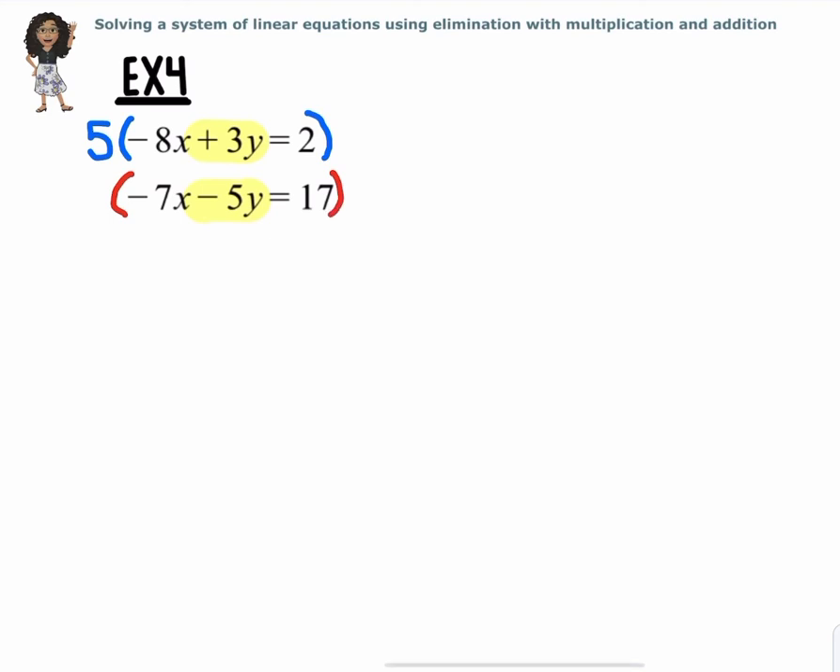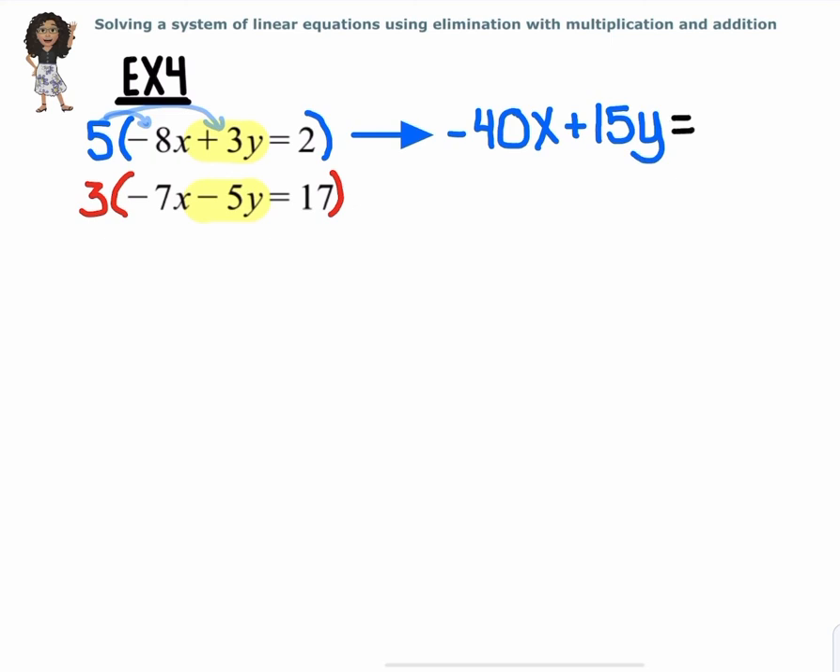And to make -15y, I need to multiply the bottom equation by +3. Multiplying all of the terms, everything on one side and the other side, by 5, I get negative 40x, and then 5 times 3y, a positive times a positive is positive, so 5 times 3y is 15y.